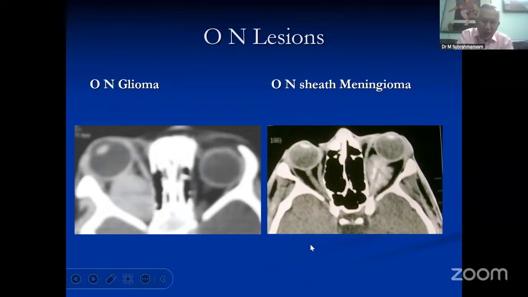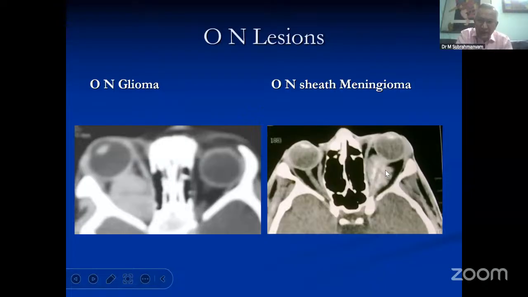So these are the axial cuts of optic nerve glioma and meningioma. Glioma has very clear-cut, smooth surfaces, and it is uniformly hyperdense, right? The edges are very, very clear-cut edges. It's as if an encapsulated tumor.